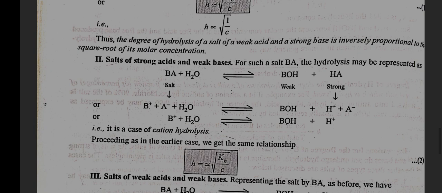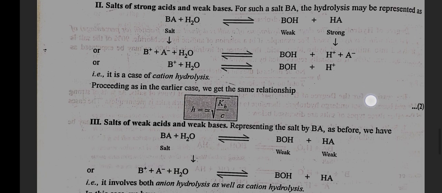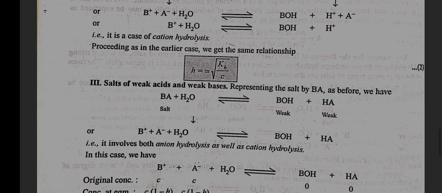Second, salt of strong acid and weak base. For such a salt BA, the hydrolysis may be represented as BA plus H2O tends to BOH plus HA. That is a case of cation hydrolysis. Proceeding as in the earlier case, we get the same relationship h is equal to under root of KH by C.